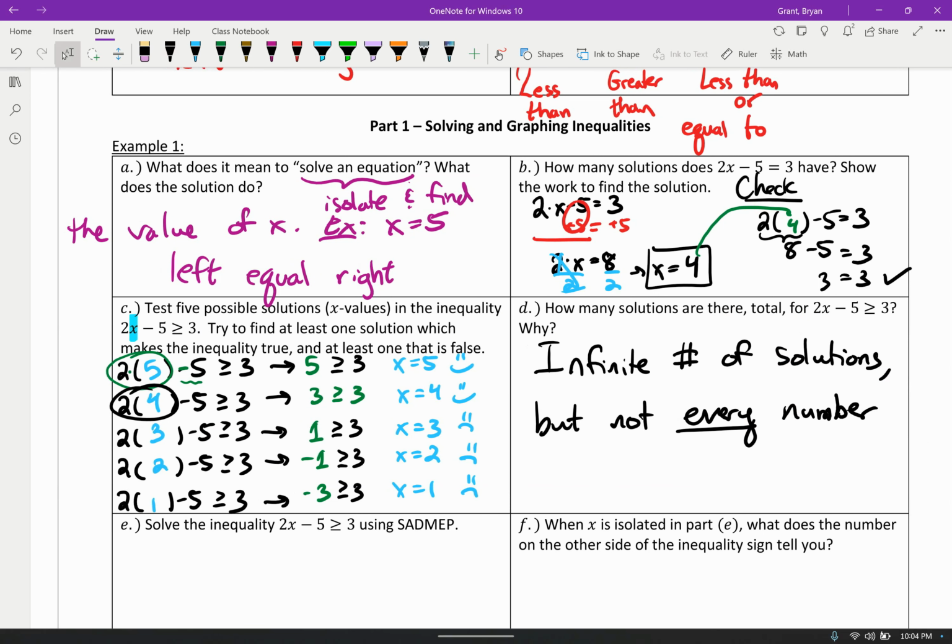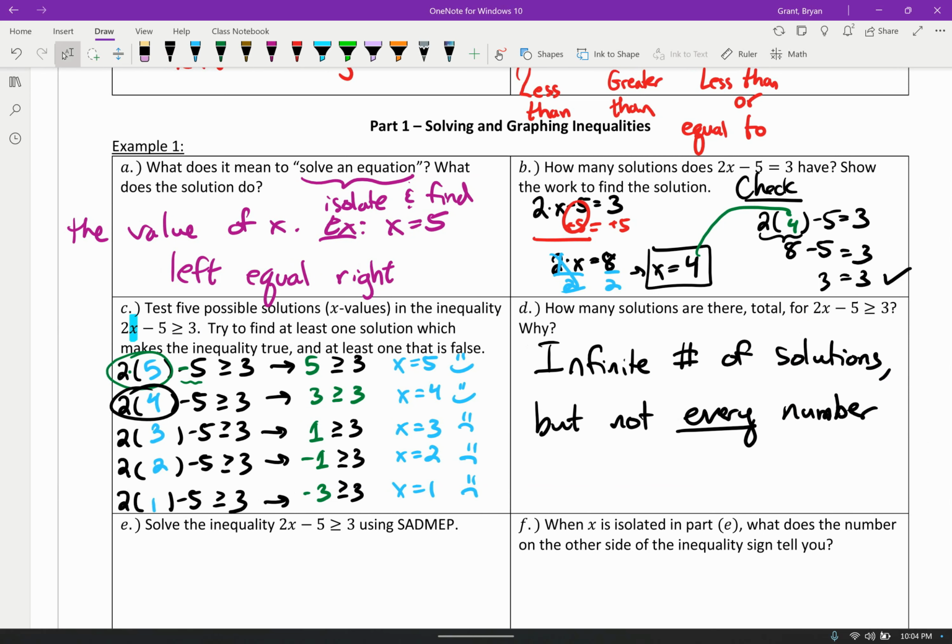And so let's go ahead and solve this inequality. And my screen, of course, did its typical zoom back out. Let's solve this inequality using SADMAP. I mean, an inequality is pretty similar to an equal sign. I bet SADMAP's still going to work. So 2 times x minus 5 is greater than or equal to 3.